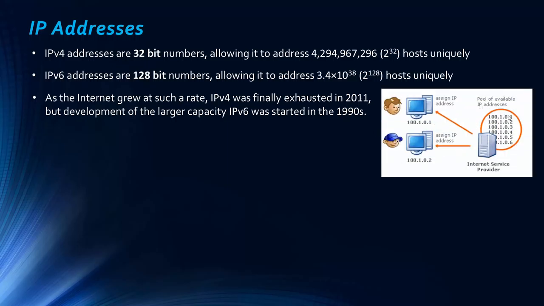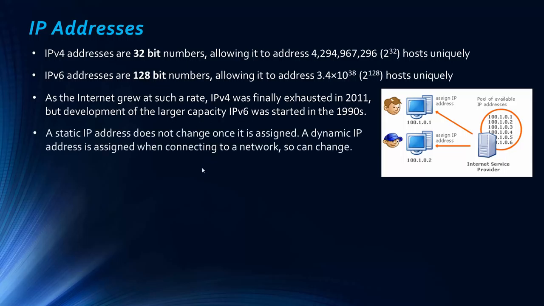An internet service provider is given, by some organising agency, a set of IP addresses they can assign to their customers, and eventually this pool ran out. They need to identify the host uniquely because this is like a destination address, and they ran out, so they had to use a bigger address which can address many more hosts uniquely. So basically they ran out of space, and so IPv6 is a large capacity address.